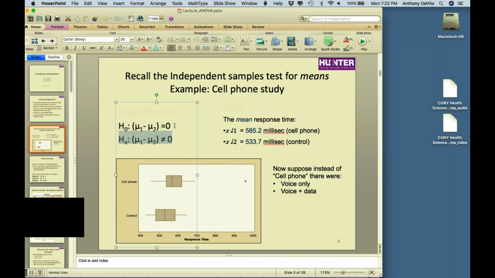mu1 is equal to mu2, and mu1 is not equal to mu2. That's a two-sided t-test. The result could go either way, doesn't matter. We're just looking for a difference. Put that aside for now.